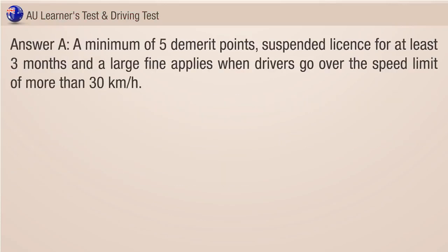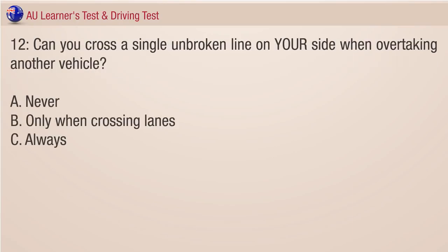Answer A. A minimum of 5 demerit points, suspended license for at least 3 months, and a large fine applies when drivers go over the speed limit of more than 30 km per hour. Question 12. Can you cross a single unbroken line on your side when overtaking another vehicle? A. Never. B. Only when crossing lanes. C. Always.